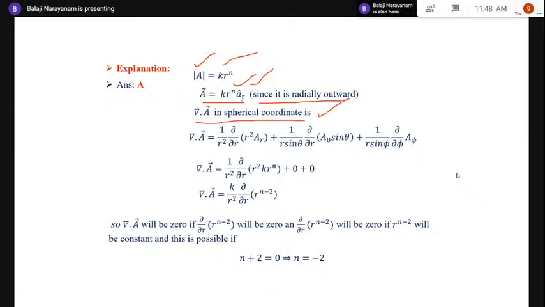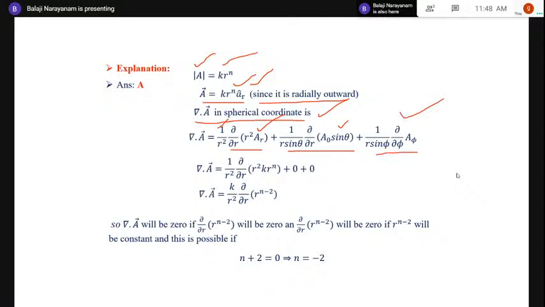Why spherical coordinates? Because A is radially outward, A r bar is radially outward. So del dot A can be easily found as 1 by r square dou by dou r of r square A r, plus 1 by r sin theta dou by dou theta of A theta sin theta, plus 1 by r sin theta dou by dou phi of A phi.